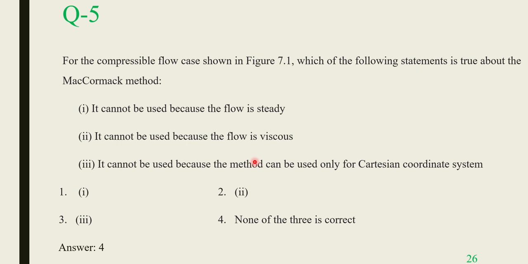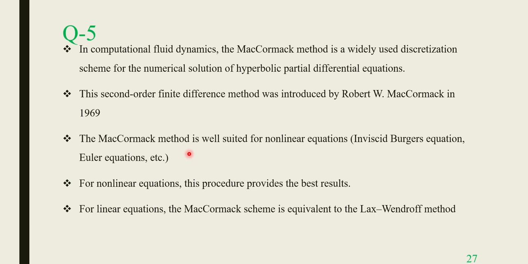McCormack scheme can be used for steady as well as unsteady, and can be used for the viscous flows, and it can be used for Cartesian or any coordinate system. So all three statements are wrong. So answer is none of the three is correct. Answer is option 4. I hope the question 5 is clear.